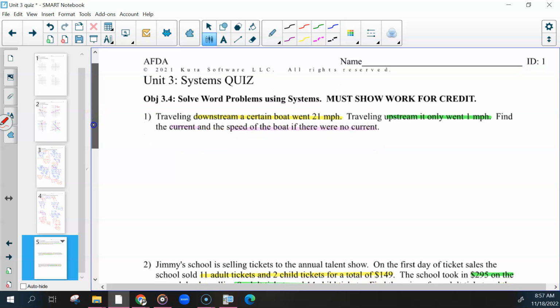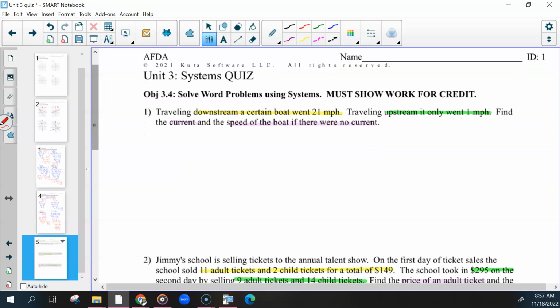So for the first one, each of these were worth 8 points. 2 for defining your variables, 2 for setting up your equations correctly, 2 for solving both variables correctly, and then 2 for your answers. So what you use as your variables did not matter. How you define your variables did matter though. So here, this would be current speed and boat speed, river speed and boat speed, speed of boat and speed of river. Any of those were acceptable. If you just put current and boat, I don't know what you're talking about. So make sure you're very specific.